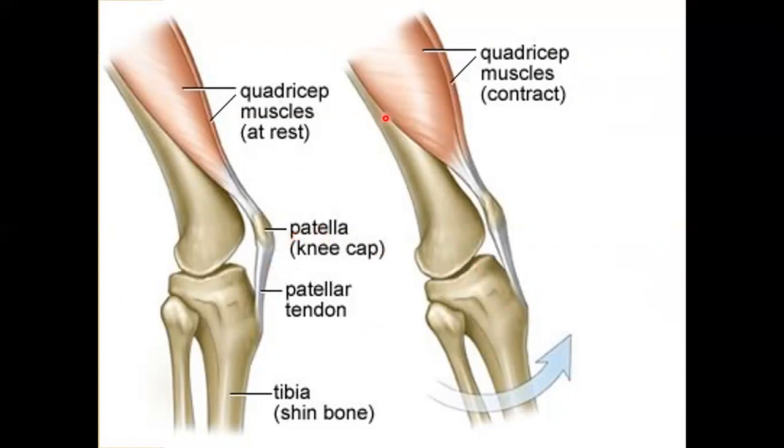Here you can see, due to action of the quadriceps femoris muscle, this is the femur bone, which is rotated medially, right? And the space available here in the knee joint is fully occupied by the condyles of the femur, and the knee joint locks.